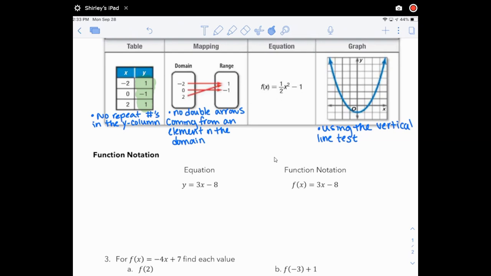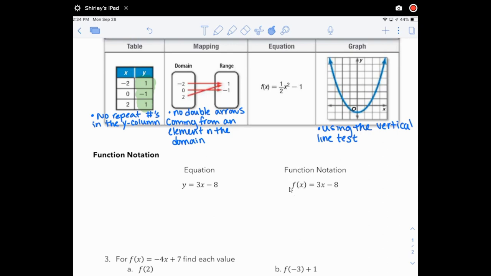Down here, we're talking about function notation. This is what we talked about yesterday in the Desmos activities. Function notation really is no different than just a regular equation. It's just a really fancy way of writing something. So the difference is that instead of y, I'm replacing it with f of x. That's how you read that, f of x. And again, it's really just a different way of writing it. It means exactly the same thing.